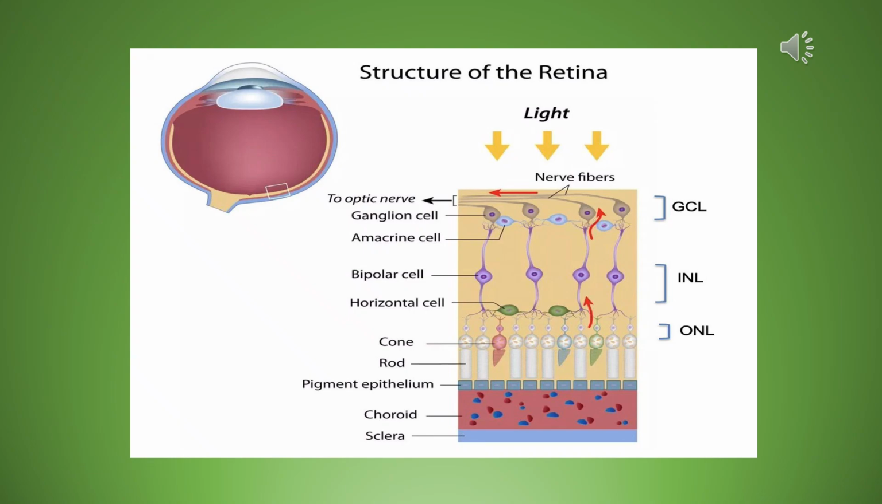The action potential then goes to the bipolar cells, which then go to the ganglion cells. Now, also pictured there are the amacrine cells and the horizontal cells, but they are not in the visual pathway. They are feedback cells. The cells that are in the visual pathway are the rods and cones, bipolar cells, ganglion cells.